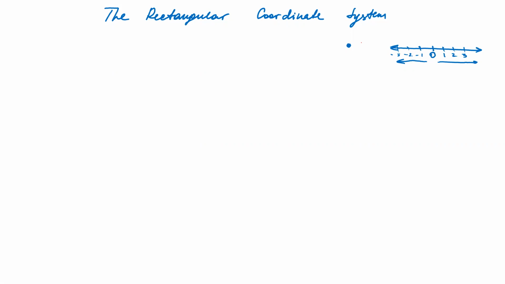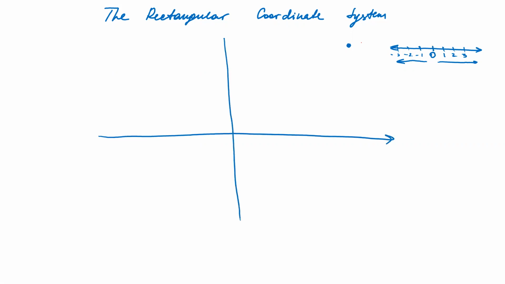So I'm going to take two of them, and I'm going to intersect them at their 0 points at the 90-degree angle, which is also called right angle. And I'm going to introduce them into my plane like that. So we said we're going to intersect them at their 0 points, and I'm going to mark a few numbers on each number line. 1, 2, 3, 4. And this is going to be -1, -2, -3, -4.